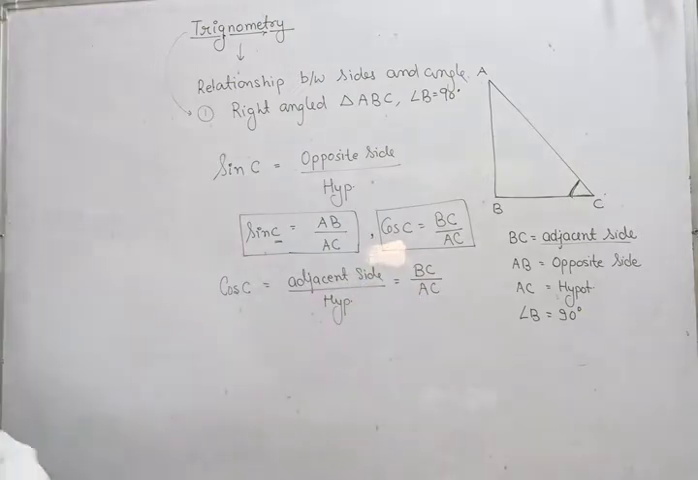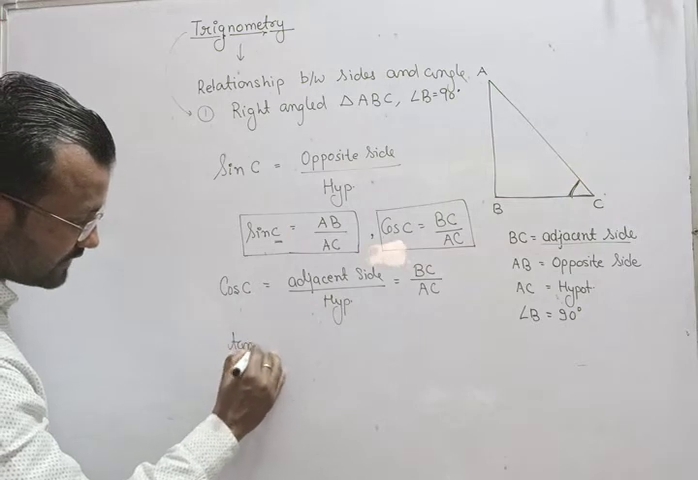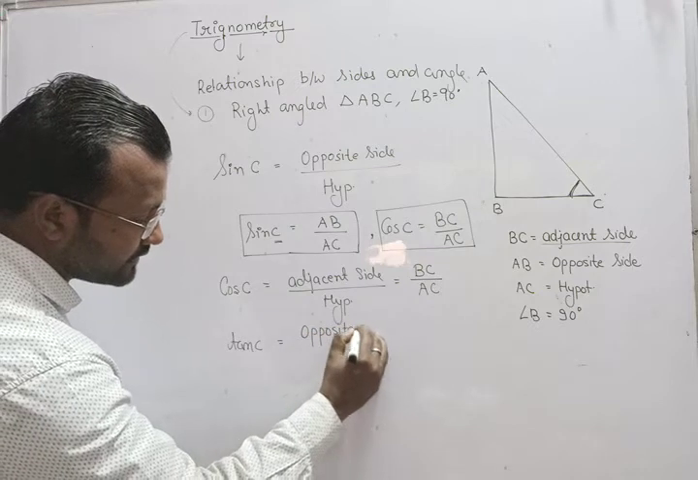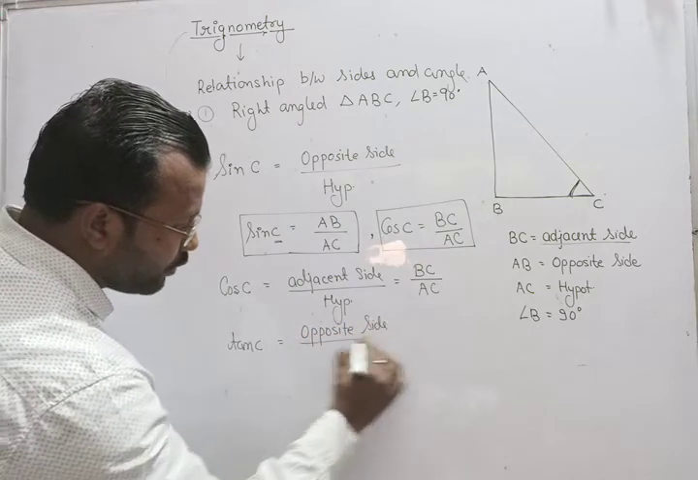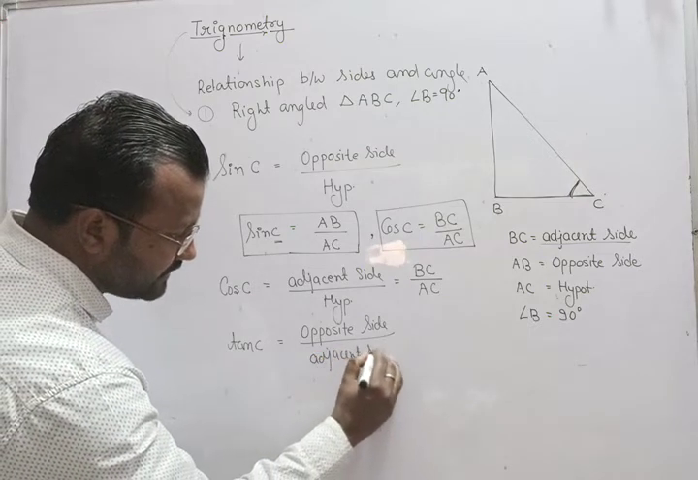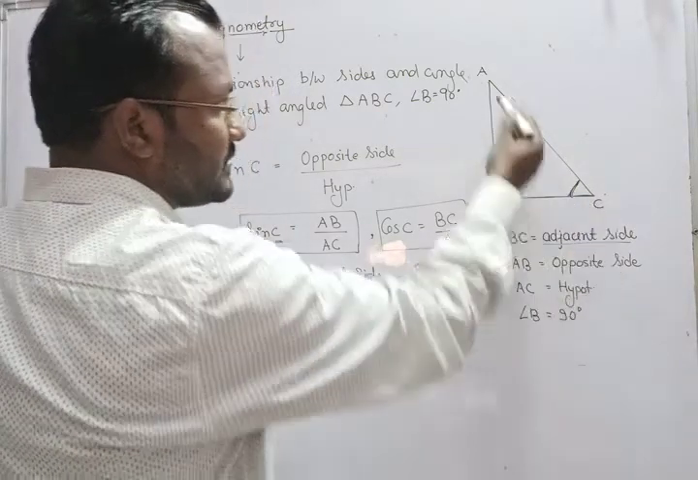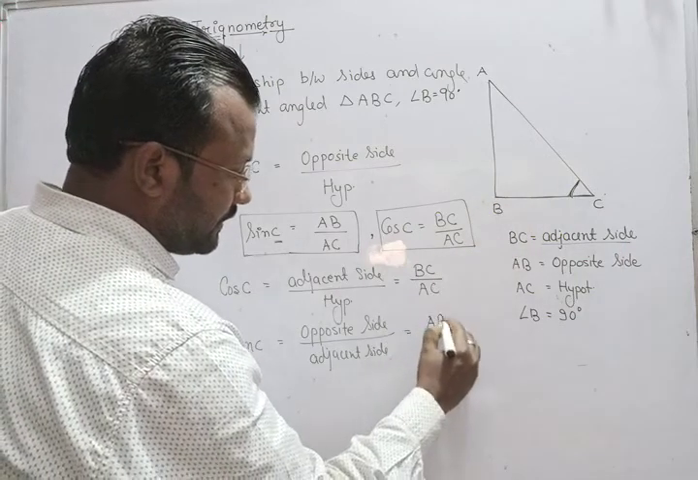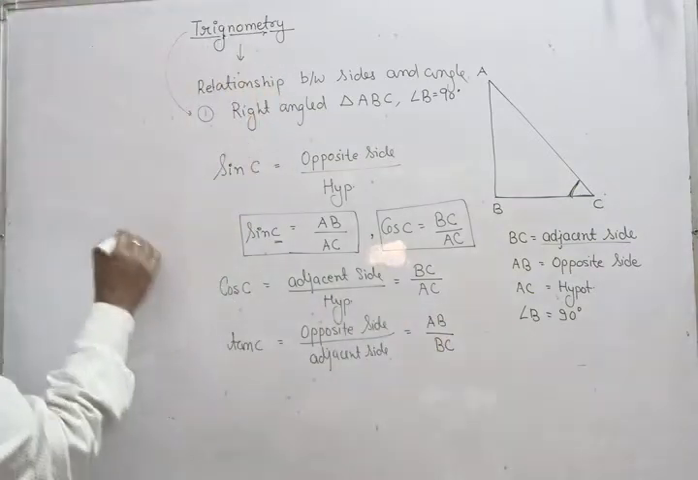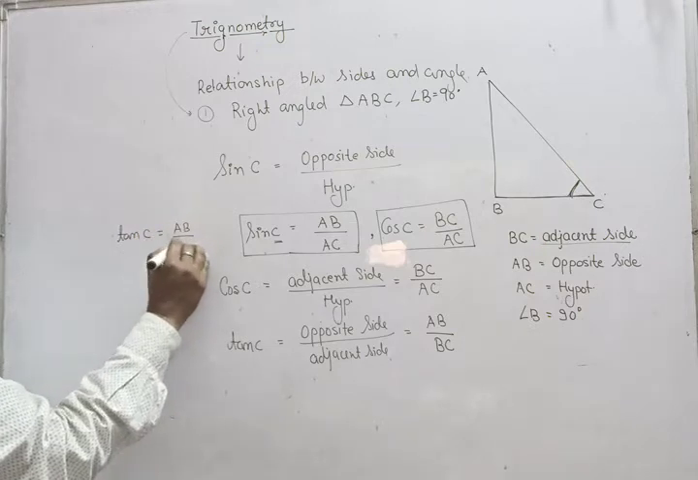In the same manner, we can find out the value of tan C. Okay. Whenever we are working for tan C, it is a ratio of the opposite side over the adjacent side. If we see, the opposite side for angle C is AB and the adjacent side is BC. So we have tan C is equal to AB over BC.